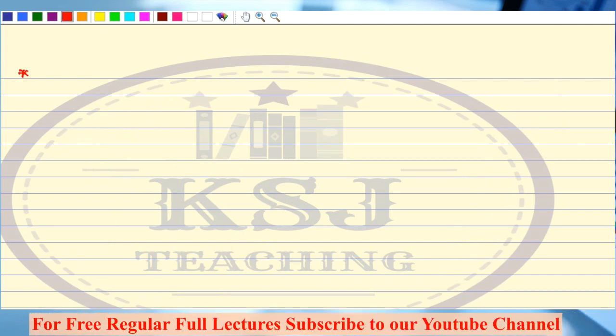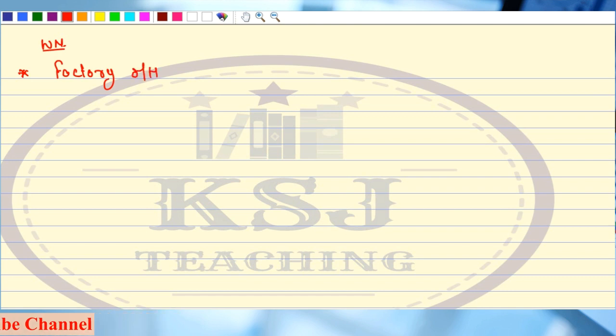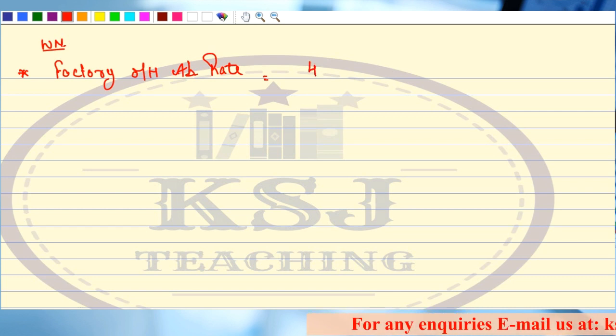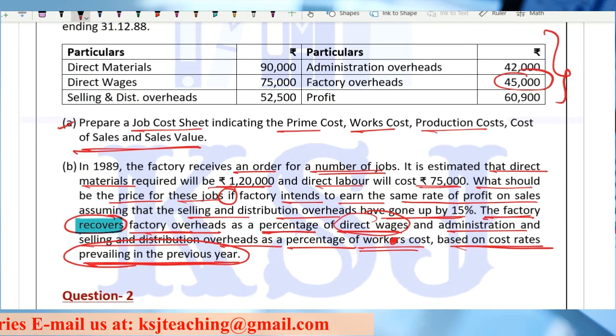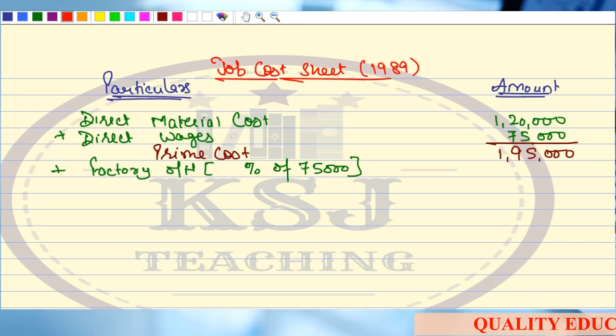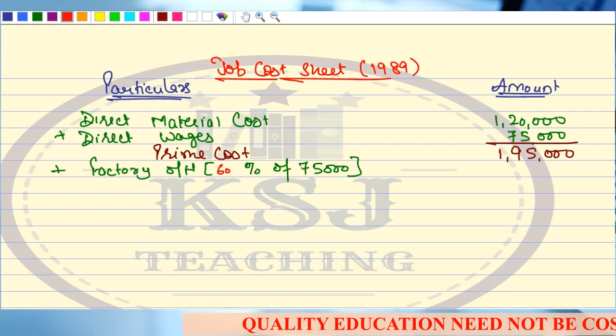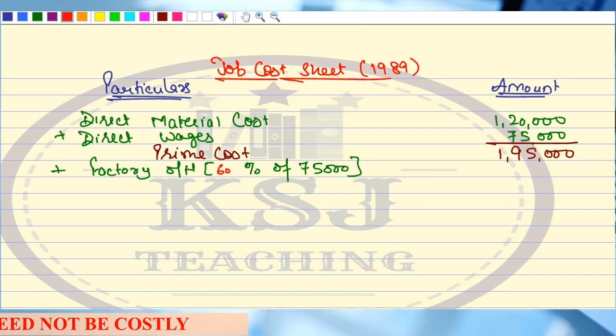I'll say factory overhead. These will be my working notes. Factory overhead absorption rate, right? That will be budgeted overheads, that is 45,000 of the previous year, divided by direct wages 75,000, multiplied by 100. So this will be 60%. So I have got the percentage now that factory overheads will be 60% of my direct wages, that is 75,000. Any doubts up till this point? So my factory overheads will be 45,000.